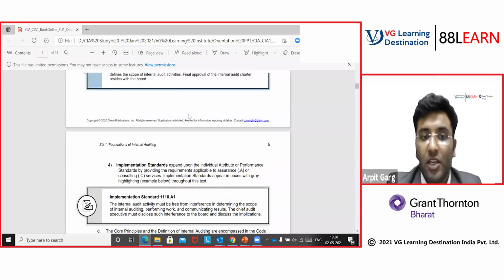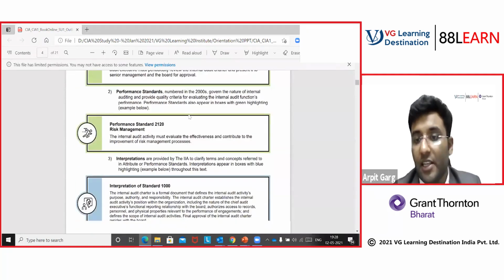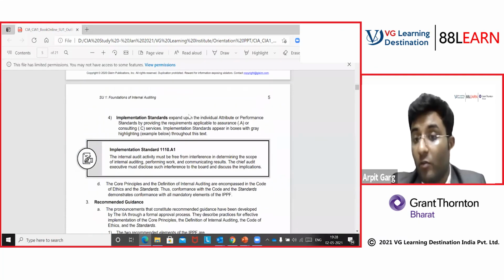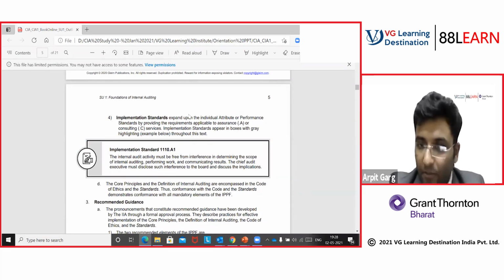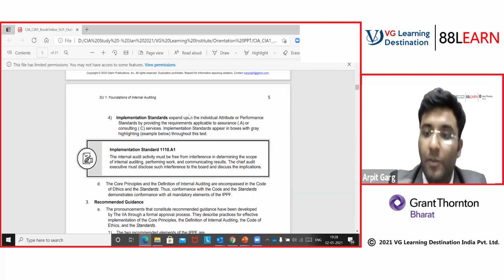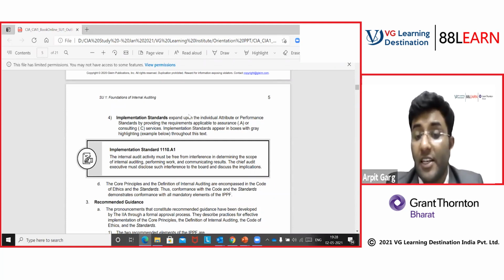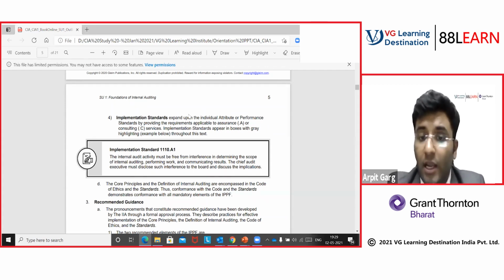So if you see above, this was attribute, then we have interpretation, then we have an implementation standard, which is for the 1110 attribute. So 1110 is the attribute standard, which talks about purpose, authority, and stuff like that. So internal audit activity must be free from interference. The implementation standard expands upon the attribute standard and says that internal audit activity must be free from interference in determining the scope of internal auditing. So we as internal auditors should be free to determine the scope that we want to look into, perform the work, and communicate the results.